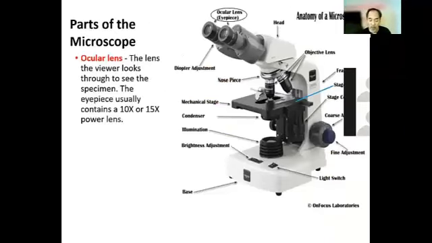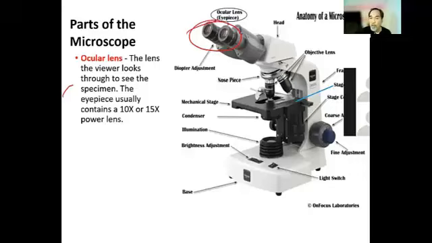The microscope has what we call an ocular lens. The ocular lens is the lens where you put your eye to visualize. That is the eyepiece that you see here. So we have a binocular eyepiece. That is where the ocular lens is, so we call it an ocular lens.